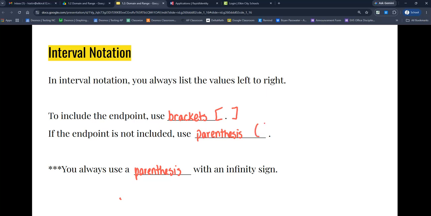Should put my parentheses right here, with an infinity sign. That is because, can you ever get to infinity? No, that's like the definition of infinity, right? So you can't ever get there, so you can't include it. It can't be included because it doesn't really exist. It's more of an idea than anything.